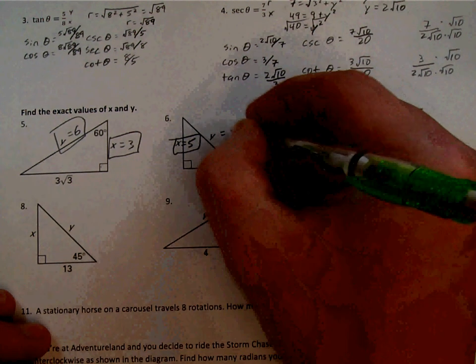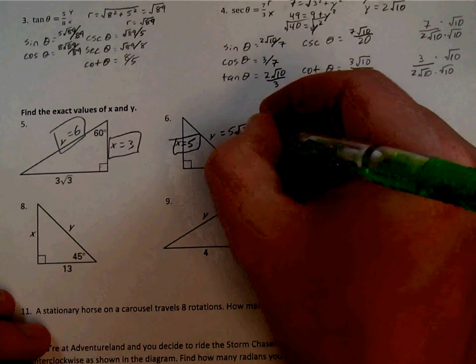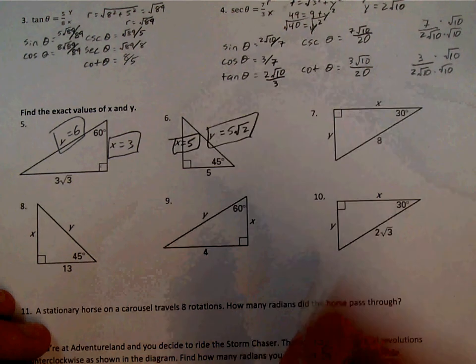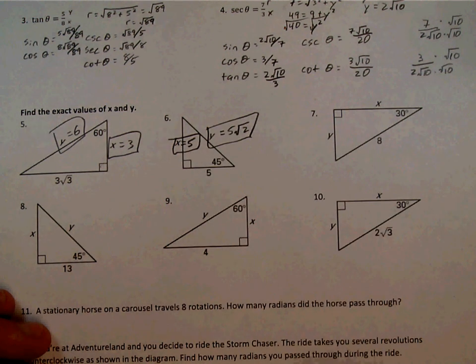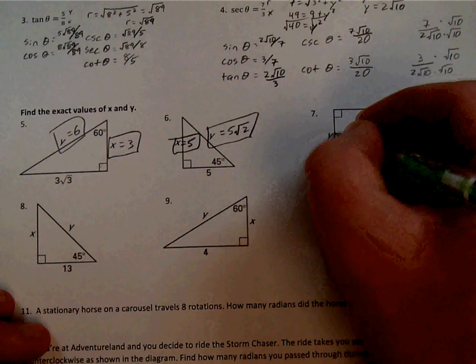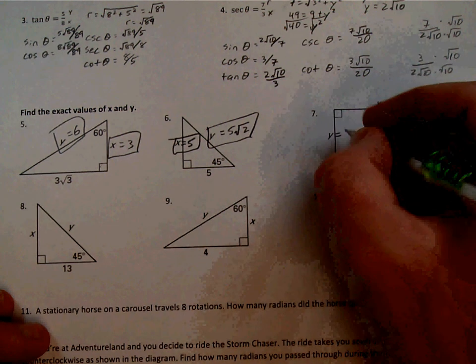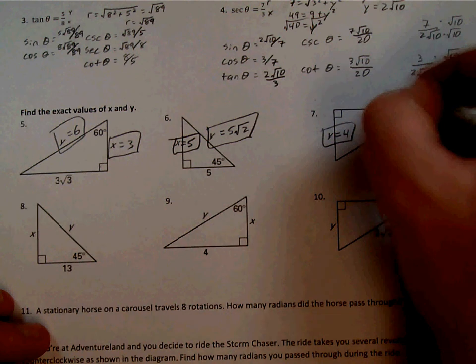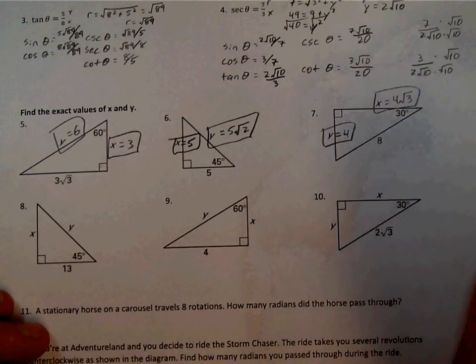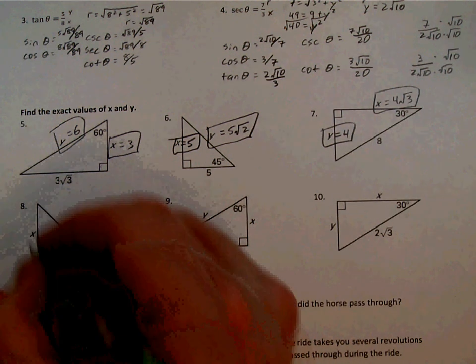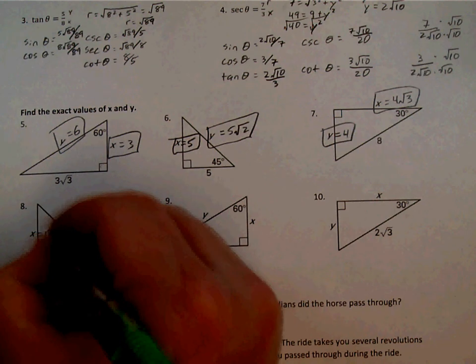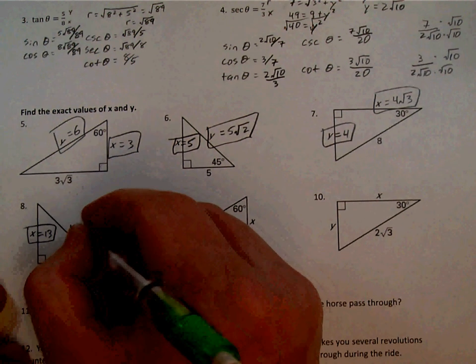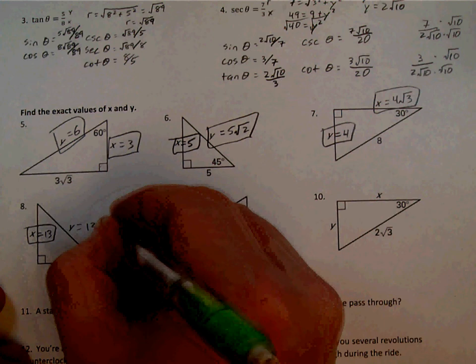And so then take 5, that leg, times square root of 2, so 5 square root of 2 would be my hypotenuse. Number 7, the short leg is half the hypotenuse on a 30, 60, 90, so y is 4, so x would have to be 4 square root of 3. Number 8, x has to be 13, so 45, 45, 90, so y is 13 square root of 2.